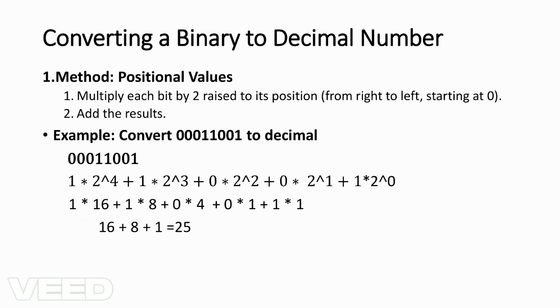The next is to convert a binary to decimal number. We are going to use this method. We are going to use positional values to do this. Since this is base 2, we are going to multiply each bit we have by 2 raised to its power according to its position. So from the right to the left, from the right we have power 0.